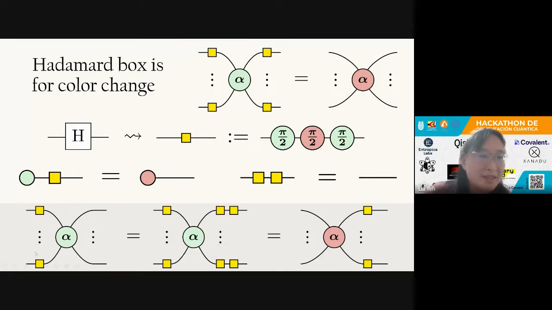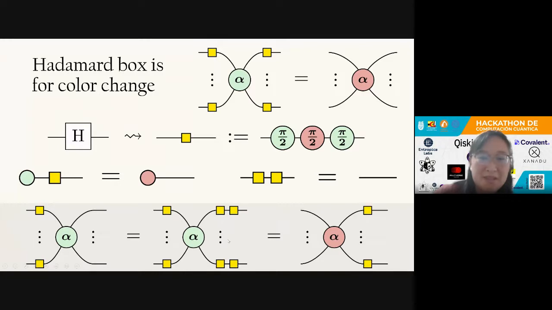Something that immediately follows is that it becomes very simple to push Hadamard gates through any spider. If you have Hadamard gates on all of the inputs, or you can introduce them, because any input with no Hadamard gates on it is the same as if that wire had two Hadamard gates on it. So if you had any number of Hadamard gates, you could push them through this green spider.